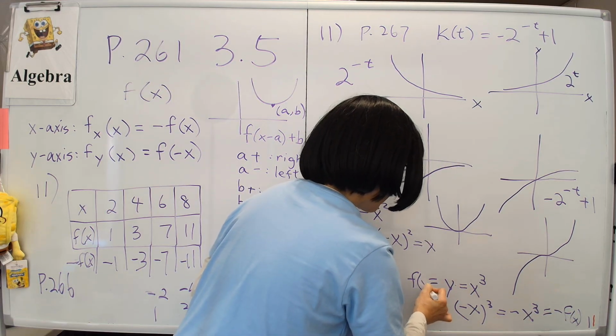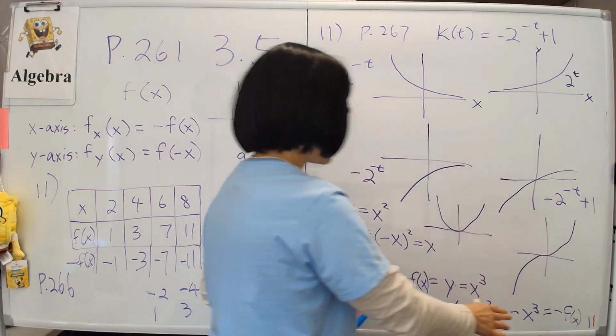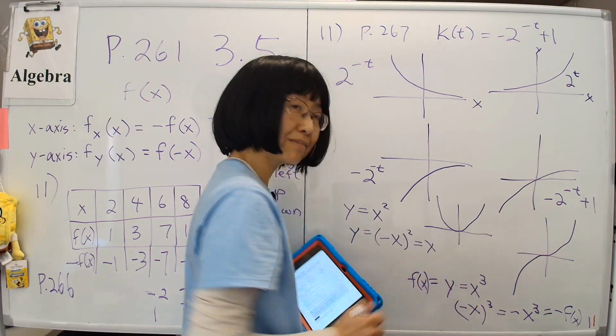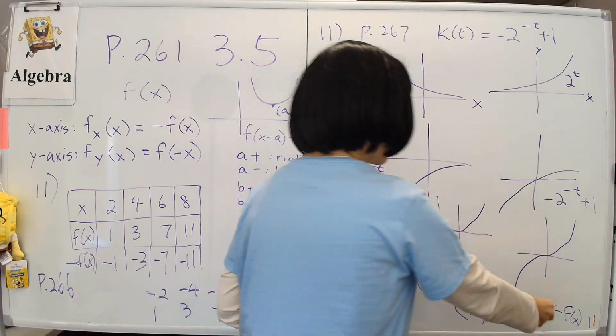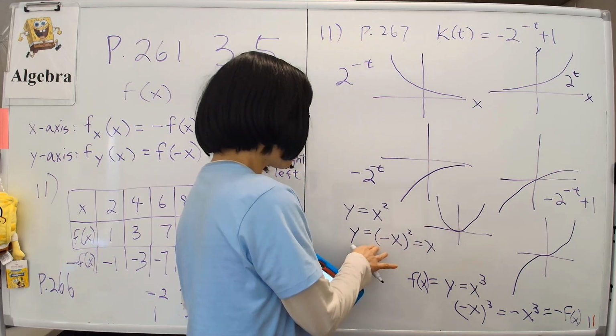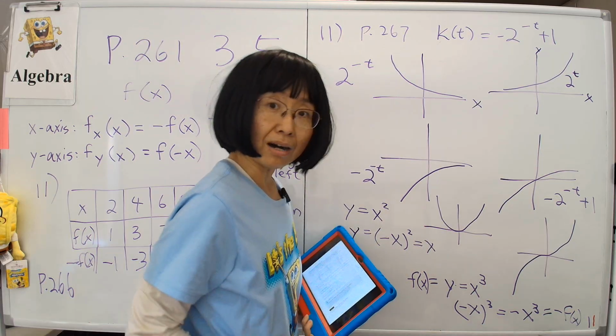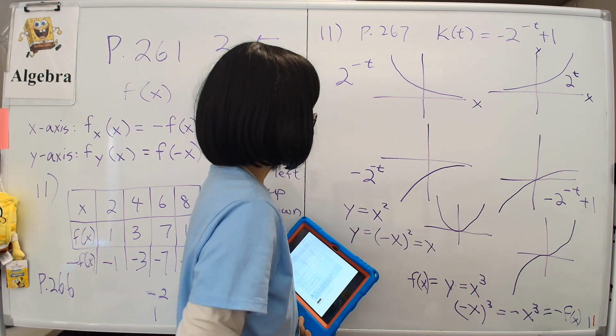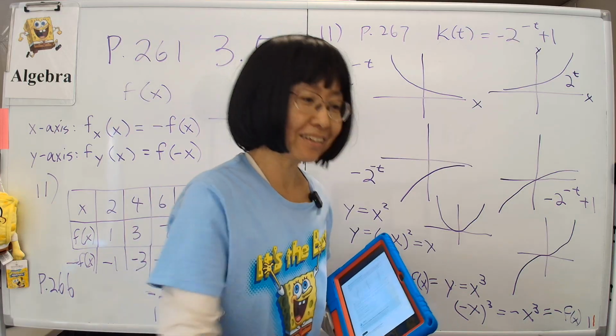In this situation, where if you slap a negative sign into the x, it ends up being a negative of the original function, that's called an odd function. So this is called even, and that is called odd, okay? Well, that is the way it is. So let me erase the board.